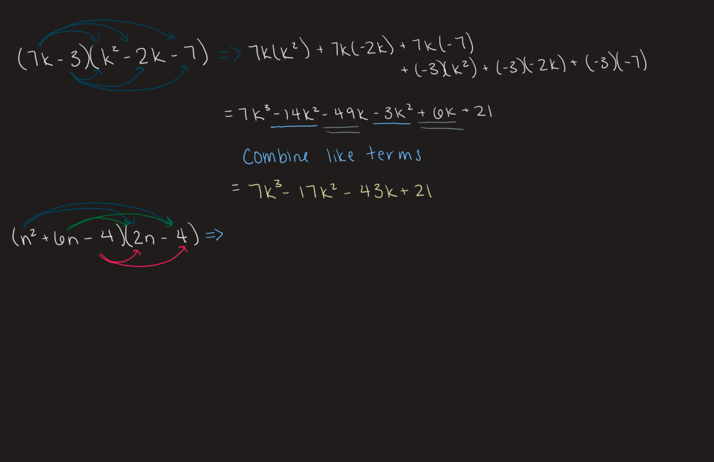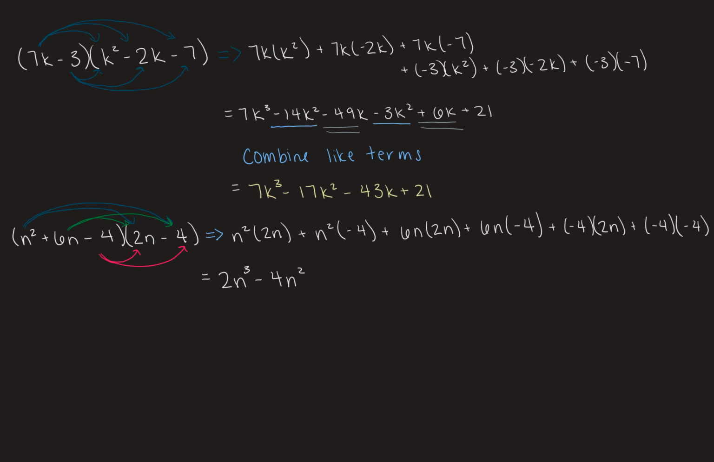So we get n squared times 2n plus n squared times negative 4 plus 6n times 2n plus 6n times negative 4 plus negative 4 times 2n plus negative 4 times negative 4. Multiplying that out gives us 2n to the third minus 4n squared plus 12n squared minus 24n minus 8n plus 16. And our final answer becomes 2n to the third plus 8n squared minus 32n plus 16.